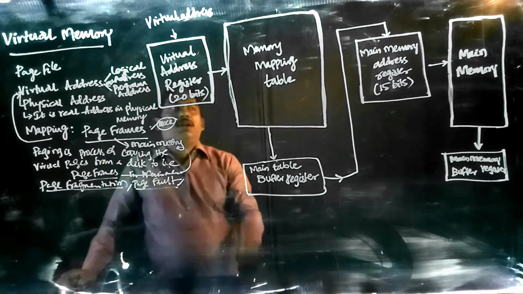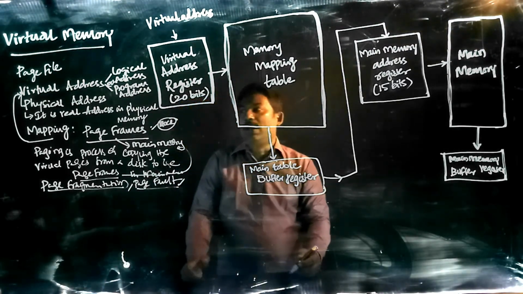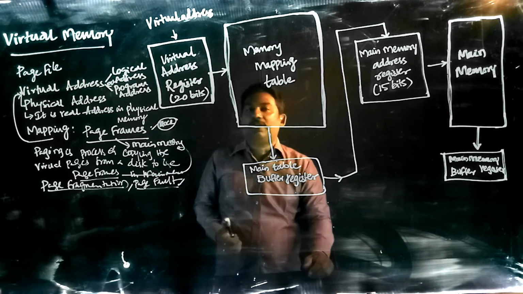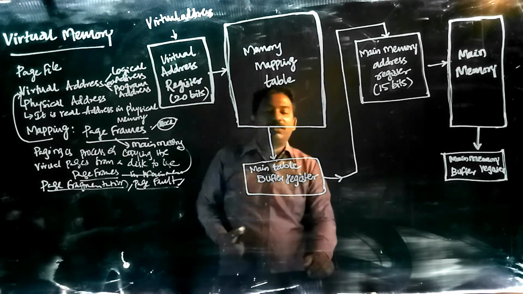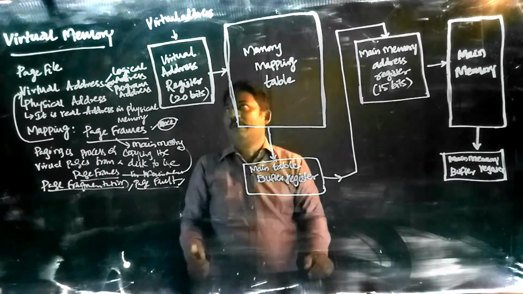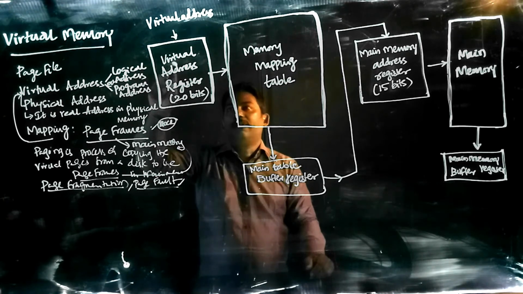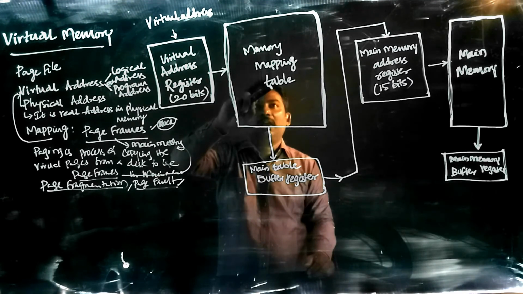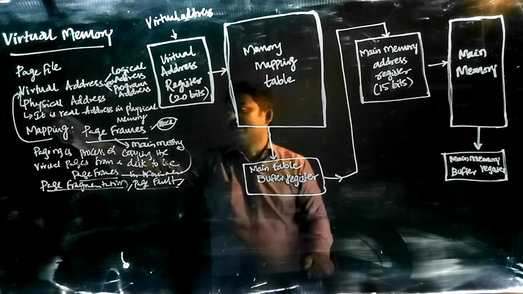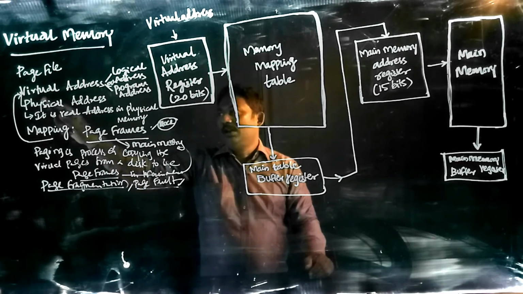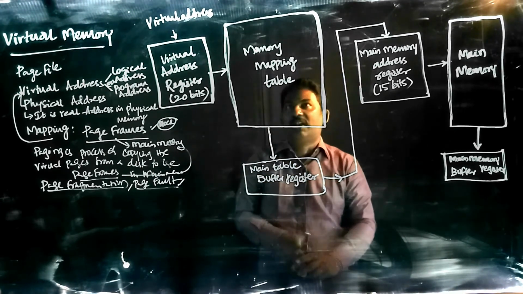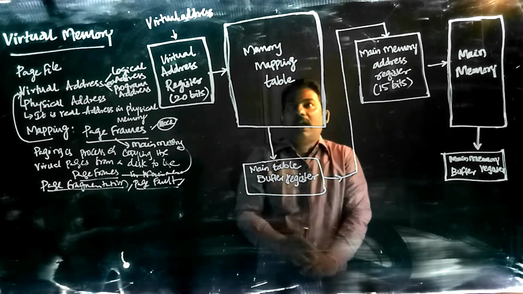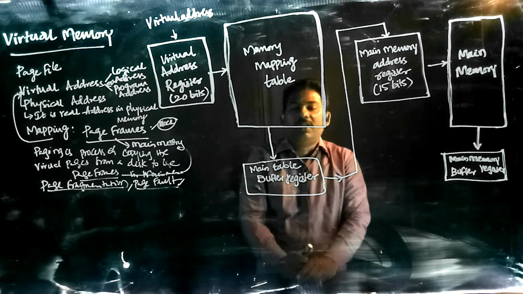Next comes the basic structure of virtual memory. We discussed the general terms of virtual memory. First is the virtual address. The virtual address will be in a register of 20 bits, and it goes through the memory mapping table. What is mapping? Mapping combines, or interlinks, the virtual address and the physical address. In between the virtual address and the physical address is the mapping. Then comes the main table, that is the buffer register.